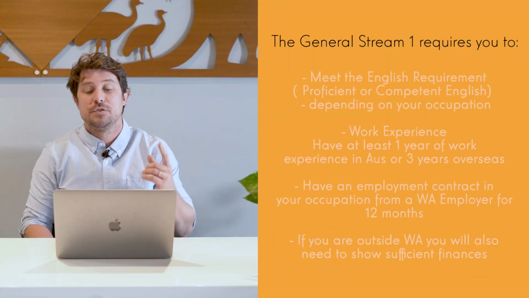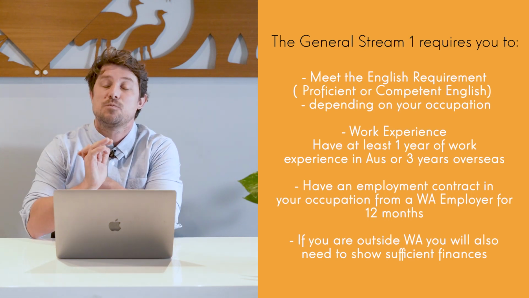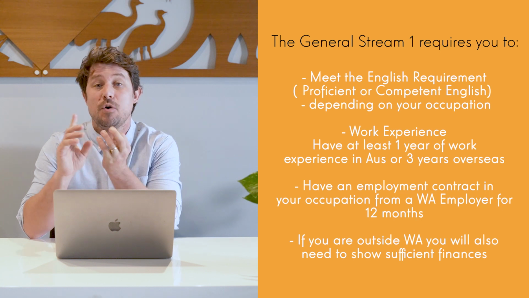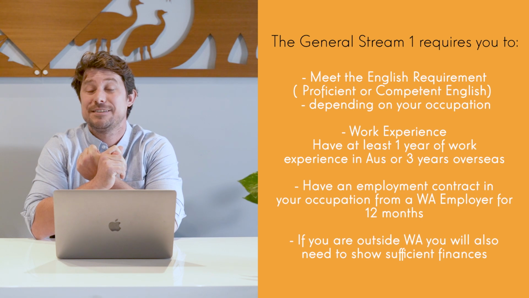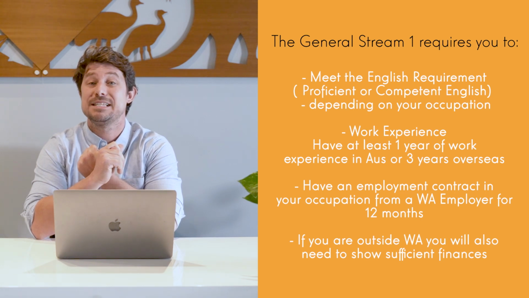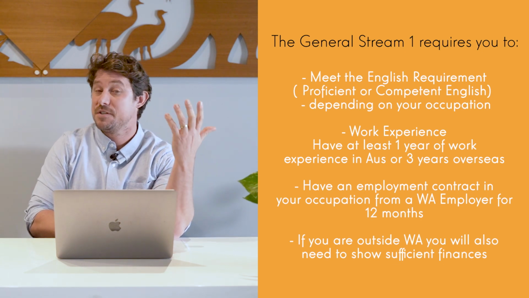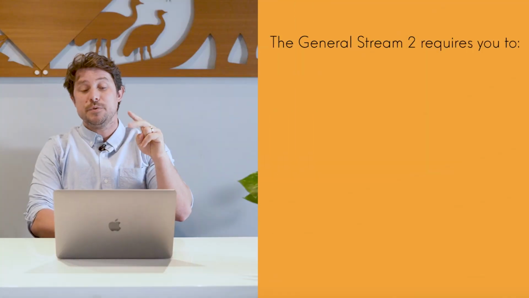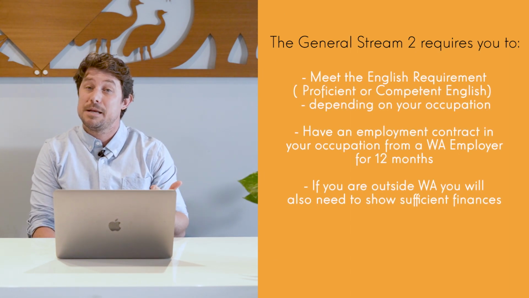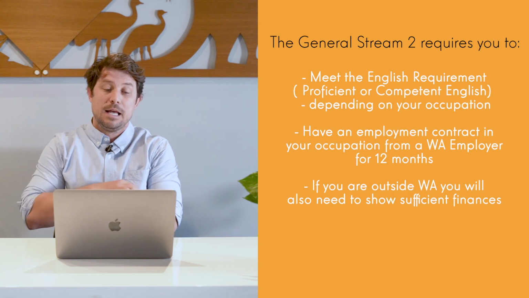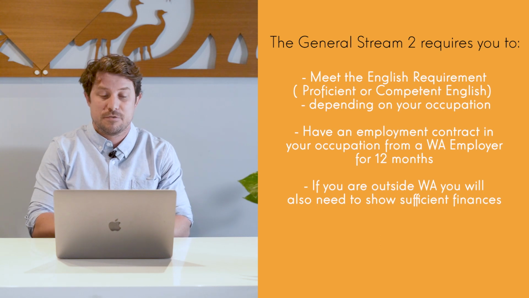All right, so the general stream requires you to meet the English requirements, have at least 1 year of work experience in Australia or 3 years experience overseas, have an employment contract in Australia from a WA employer for at least 12 months, and if you're outside WA, you'll need to show sufficient finances. General Stream 2 requires you to meet the English requirement, have an employment contract from a WA employer for at least 12 months, and meet the WA requirements, and if you're outside Australia, meet the financial requirements.